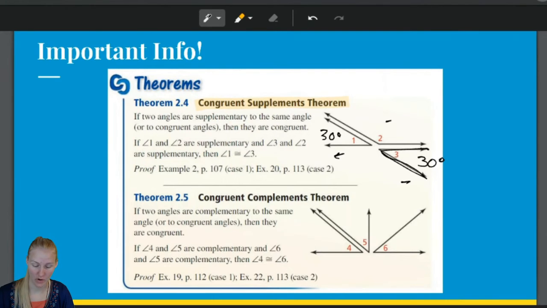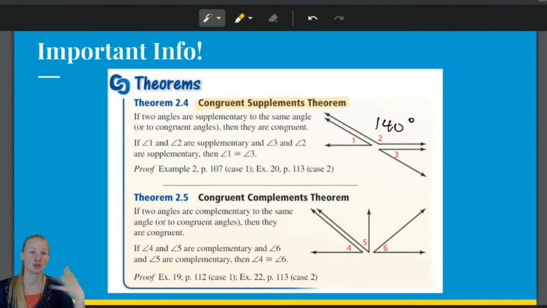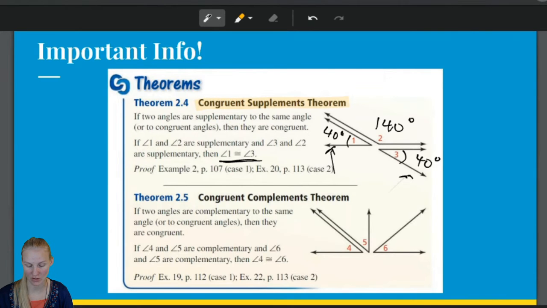Is that going to happen every time? You could pause the video and try this exact same process with another. Maybe this is 140 degrees. Will angle 1 and angle 3 still be the same? You can try it for yourself if you want to pause the video. But yes, this will always happen. Because both angle number 1 and angle number 3 need to add up to be 180 with angle 2, and angle 2 is not changing. So yes, I am convinced that angle 1 and angle 3 are congruent, because they have the same measure, and that's what it means for angles to be congruent, is that they have the same measure.